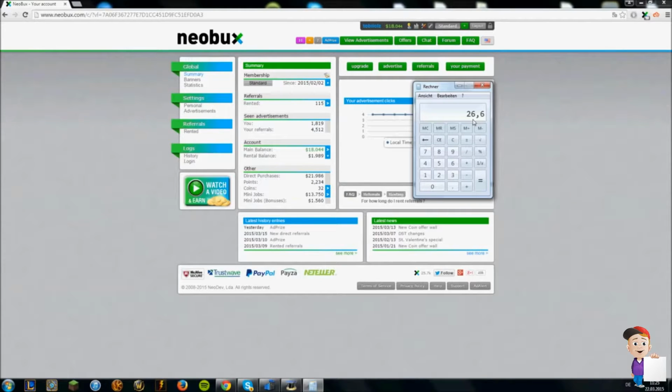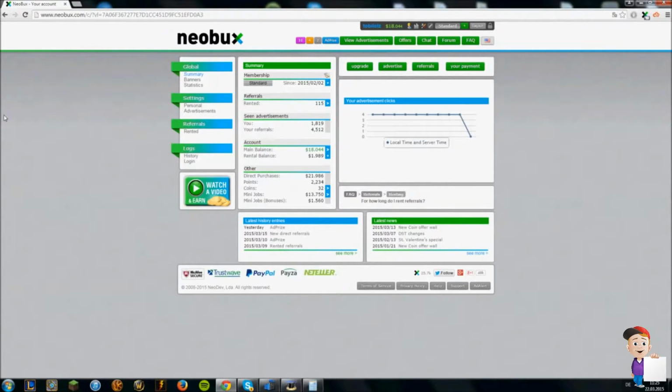So that's already a very decent amount of money because I only use NeoBux for like a month and a half, and I only have 115 referrals. Okay, this is, like I said, the main source of income for now, but I will explain the other possibilities to make money.